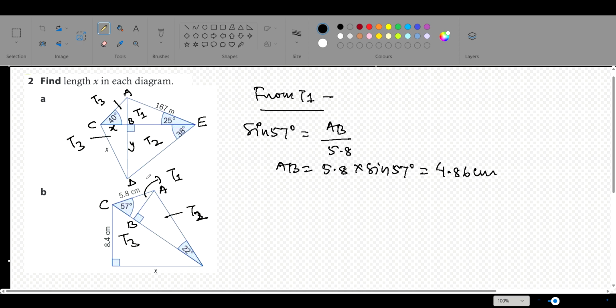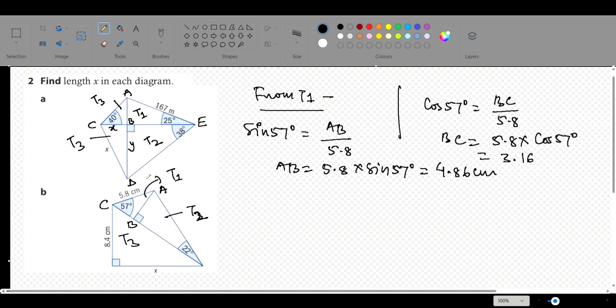We can also find the length of CB. So for that, I'm using cos 57, which is adjacent upon hypotenuse. So BC is 5.8 times cos 57 degree. So 5.8 times cos 57, which is 3.16 centimeter. So we have AB, we have CB. Let's find out this BD.